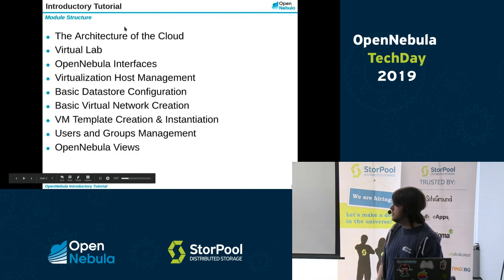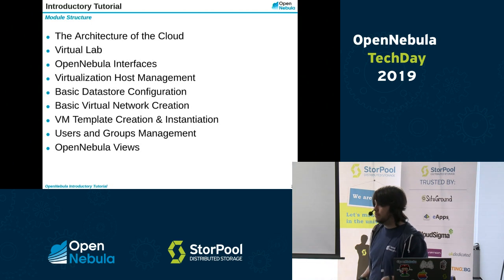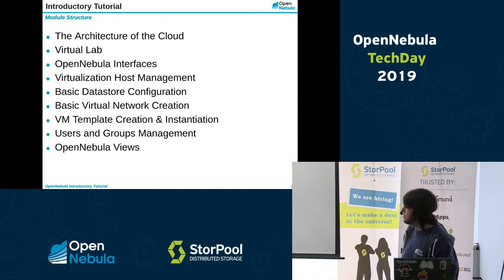First of all, these are the contents. We are going to start with the architecture, then I'm going to explain how to connect to the virtual lab and what you have in the virtual lab. Then we are going to see the OpenNebula interfaces, mainly Sunstone and the CLI. Then hosts, data stores, virtual networks and templates. And finally, users and groups management.